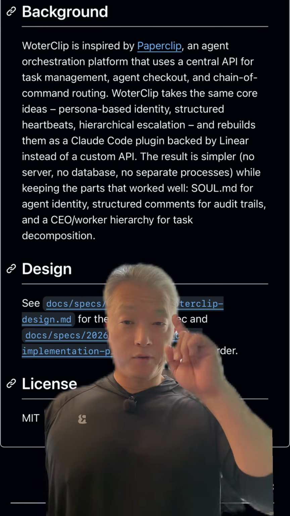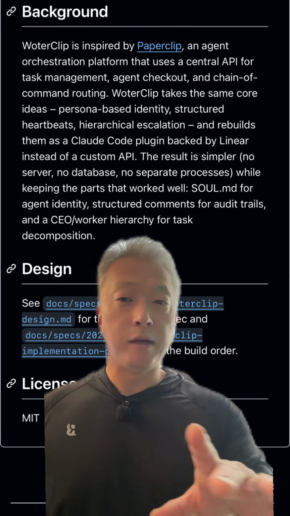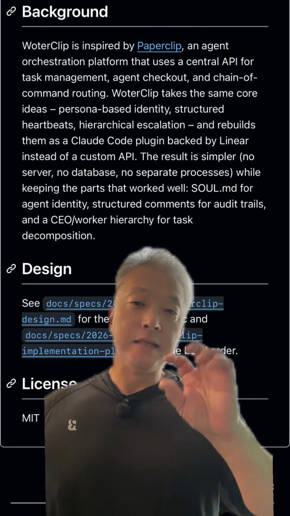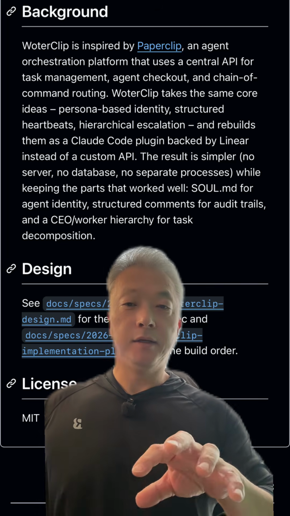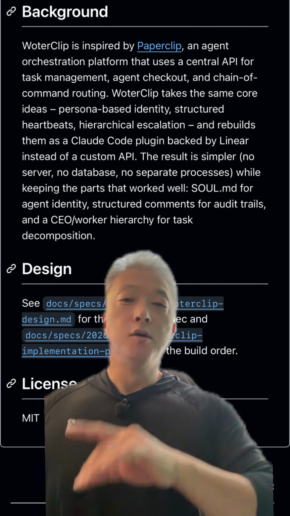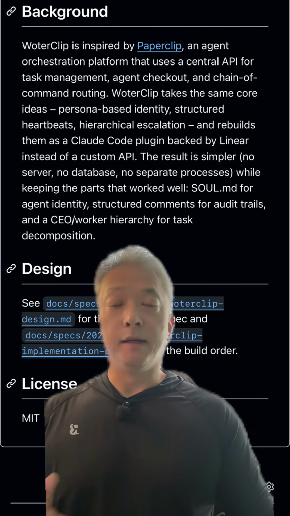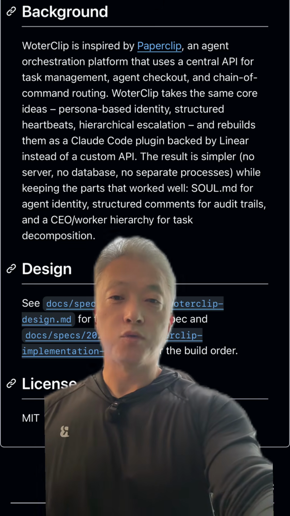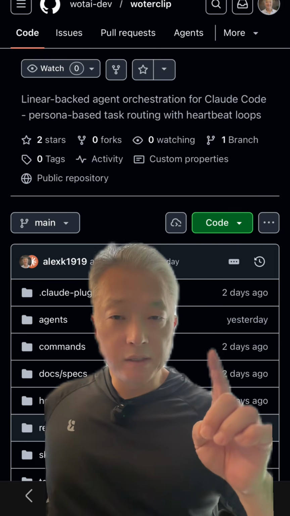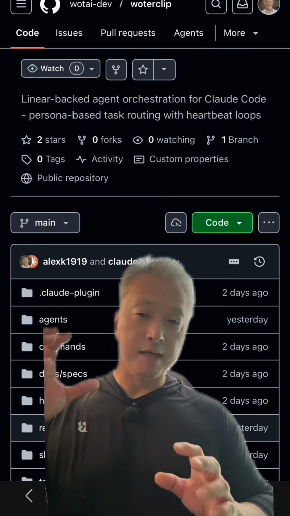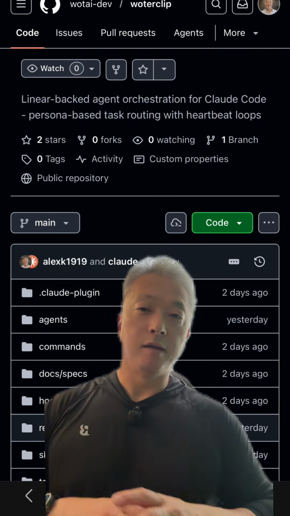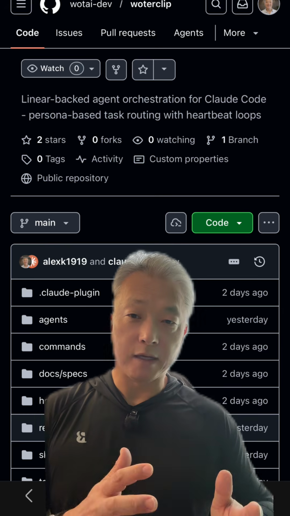I tried Paperclip for a week and I decided to create my own version called WoterClip so that it lives inside of Claude Code using Linear instead of using the overall Paperclip server and API infrastructure. And here's what I've done. The big difference with WoterClip is that it now lives inside of Claude Code using Linear instead of having it be its own package, like I just said.